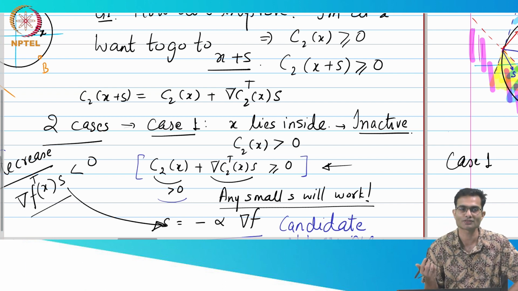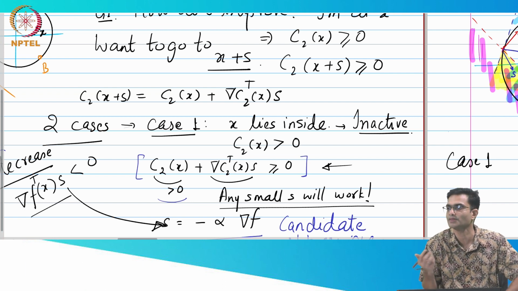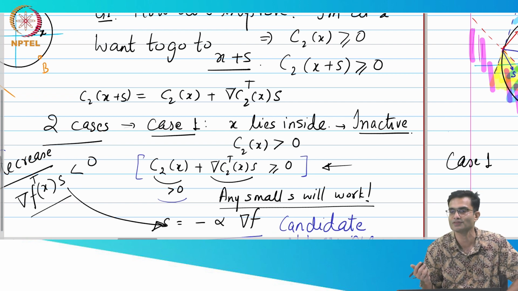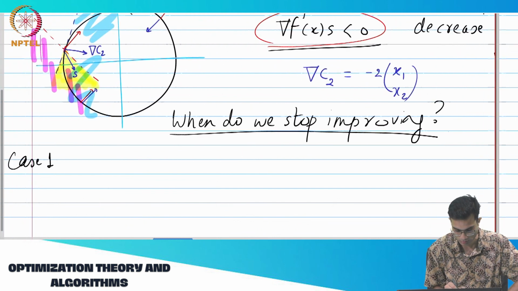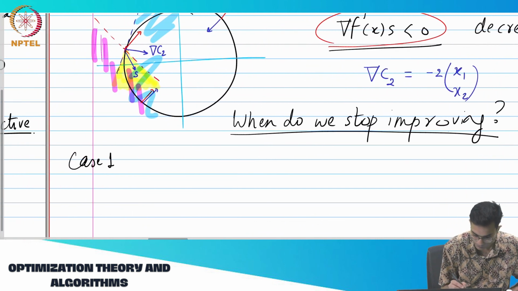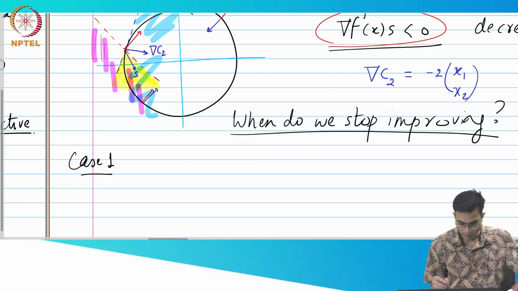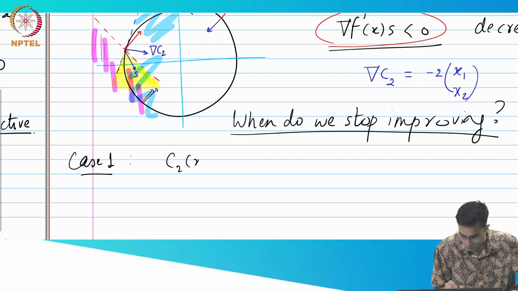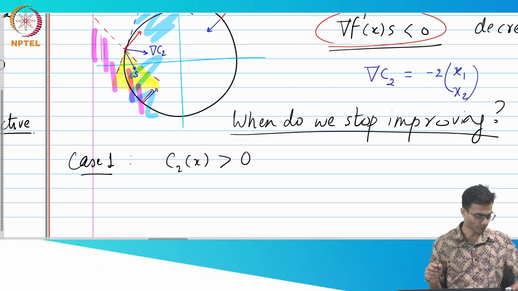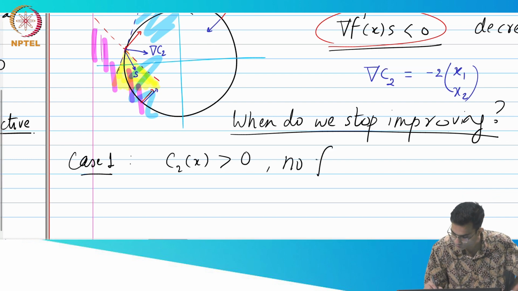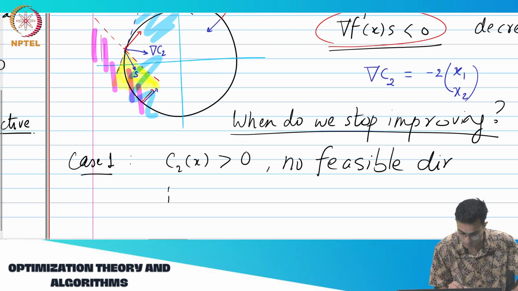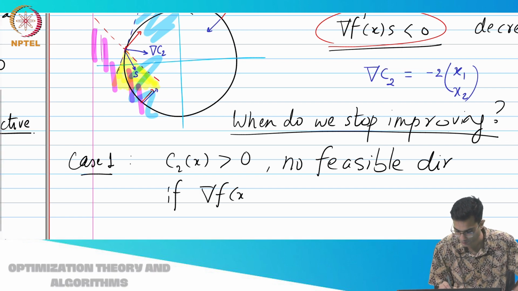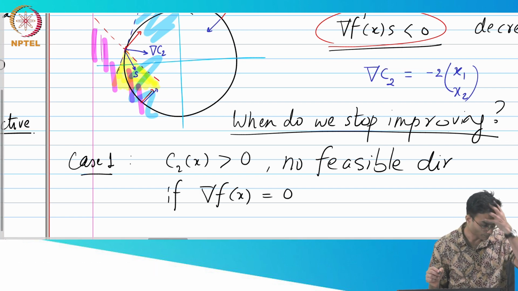Exactly. If grad F is 0, then I don't really know which direction to move in. If grad F is 0, that kind of kills it there, right? So in the case of case 1, just to remind you, C2 of x was strictly greater than 0. So we have no feasible direction if grad f of x is equal to 0.